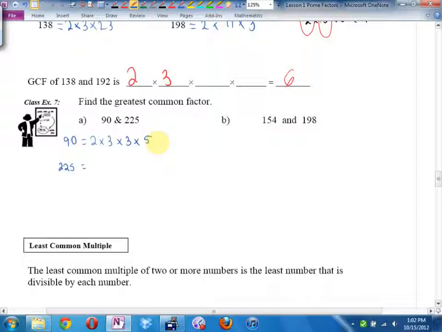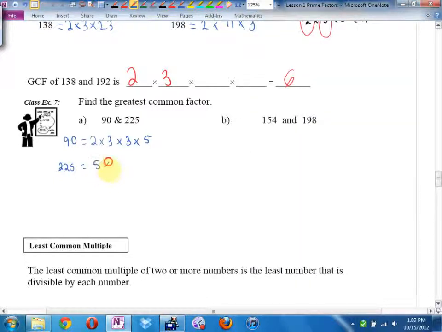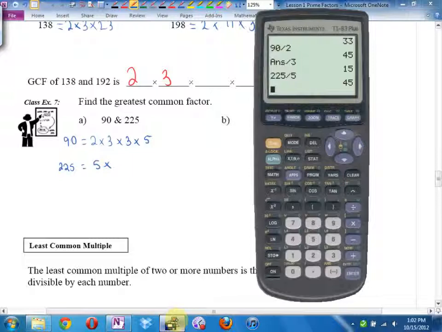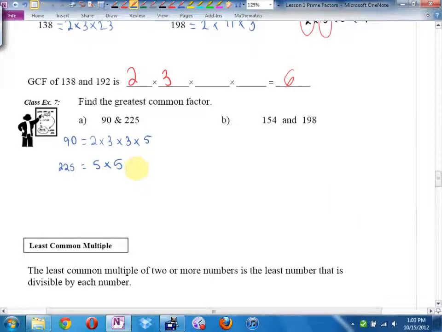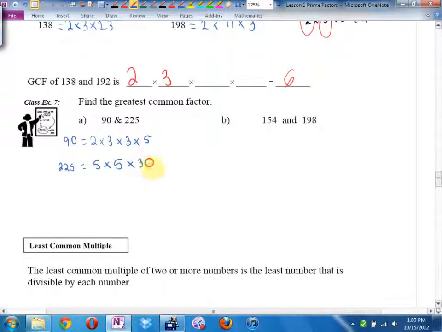225. What's a prime number that goes into 225? 5. 5 again. I got a 9. 9 is what times what in terms of prime factorization? 3 times 3. Now start pairing up numbers.